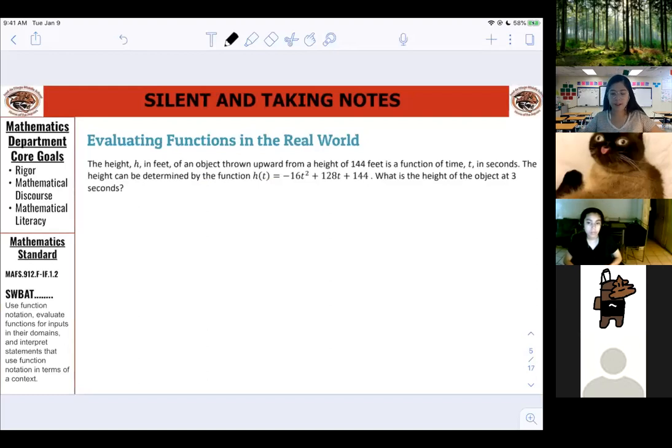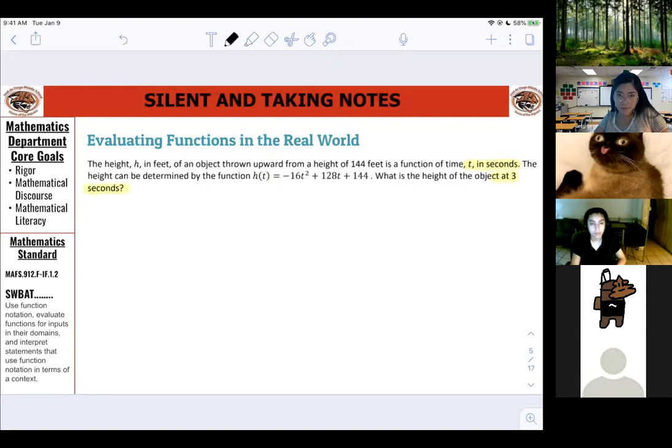Good. All right. So this function is a little bit longer, right? It's a little bit more complicated, but we're still doing the same thing. In this case, what does t represent? Seconds. Good. Time in seconds. And we're looking for how high is the object at 3 seconds. So what is it telling me to do?